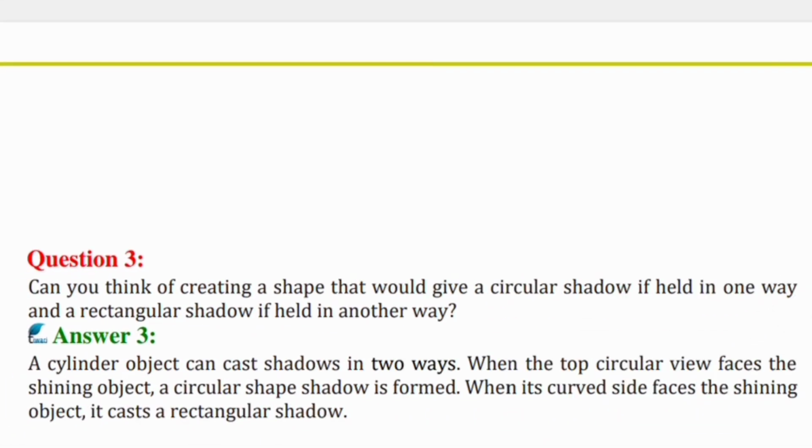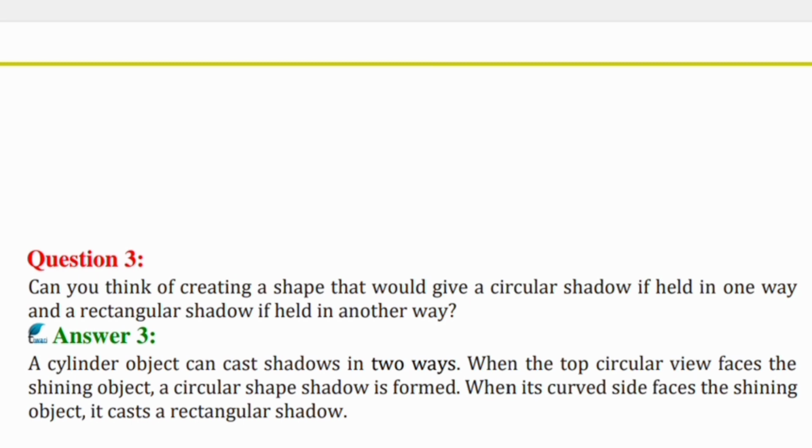Question number 3. Can you think of creating a shape that would give a circular shadow if held in one way and a rectangular shadow if held in another way? The solution: a cylinder object can cast shadows in two ways.